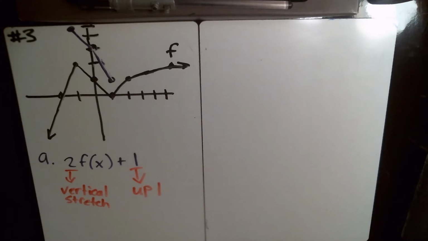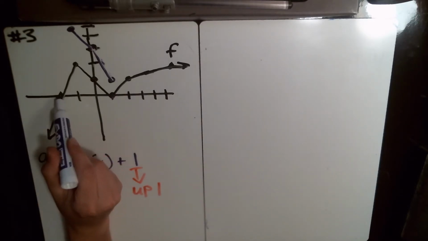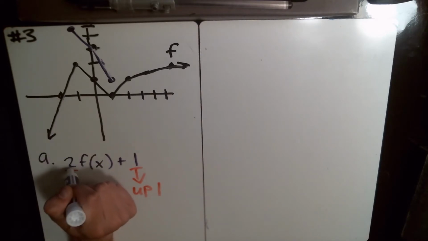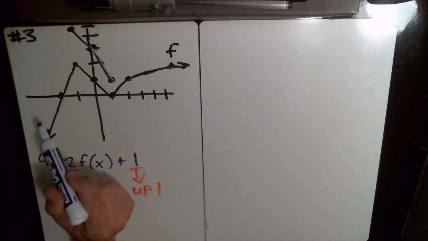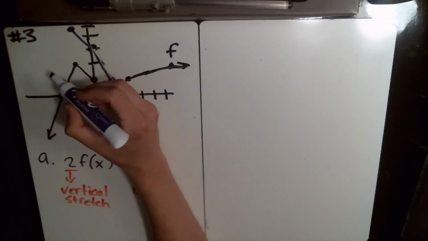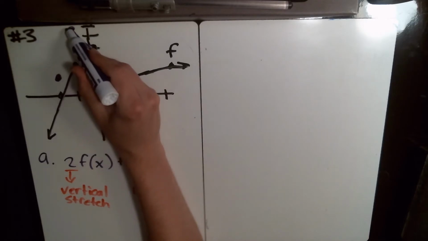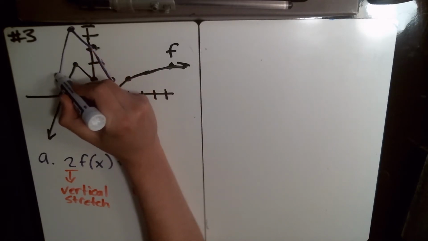And let's just do this one right here. At -2, we're at 0. So we're taking 0 and timesing it by 2 is 0 plus 1 is 1. So we're going to be up here at 1. Notice I'm just doubling the y values and adding 1 to them.